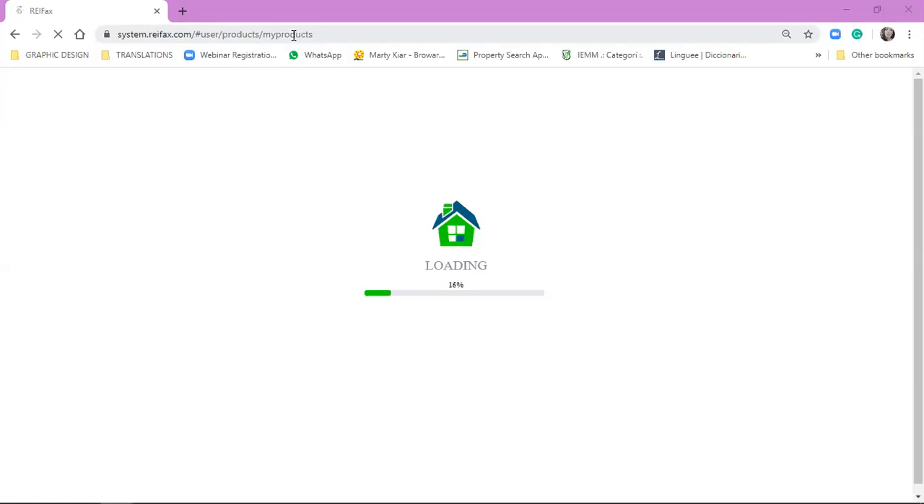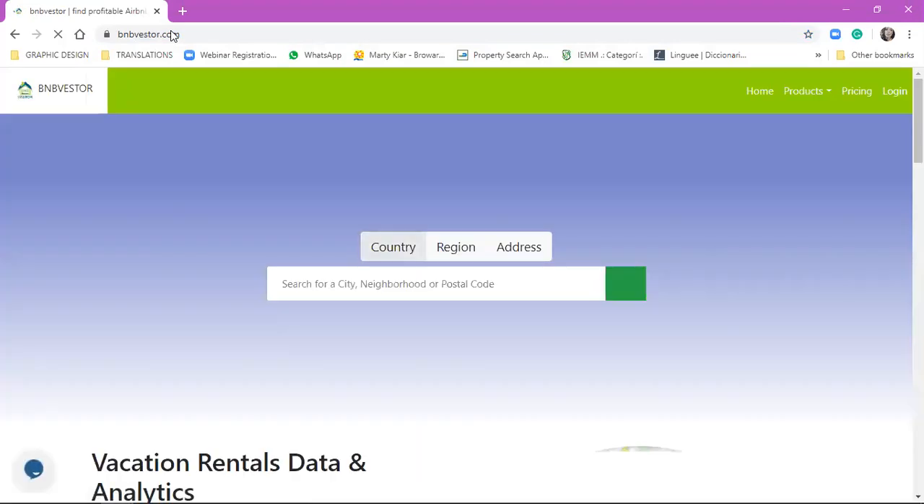If it doesn't load, then I'm going to show you where we can access it directly through the URL. Yeah, so it doesn't take too long, I'm just going to click on BNBvestor.com. And then I'm going to go back through ReiFax at the very end so that you can see how you can access it through your ReiFax account. So for those who have Platinum, Professional, or Professional Dialer, you can access BNBvestor with the same credentials as in ReiFax. So the same email and the same password.